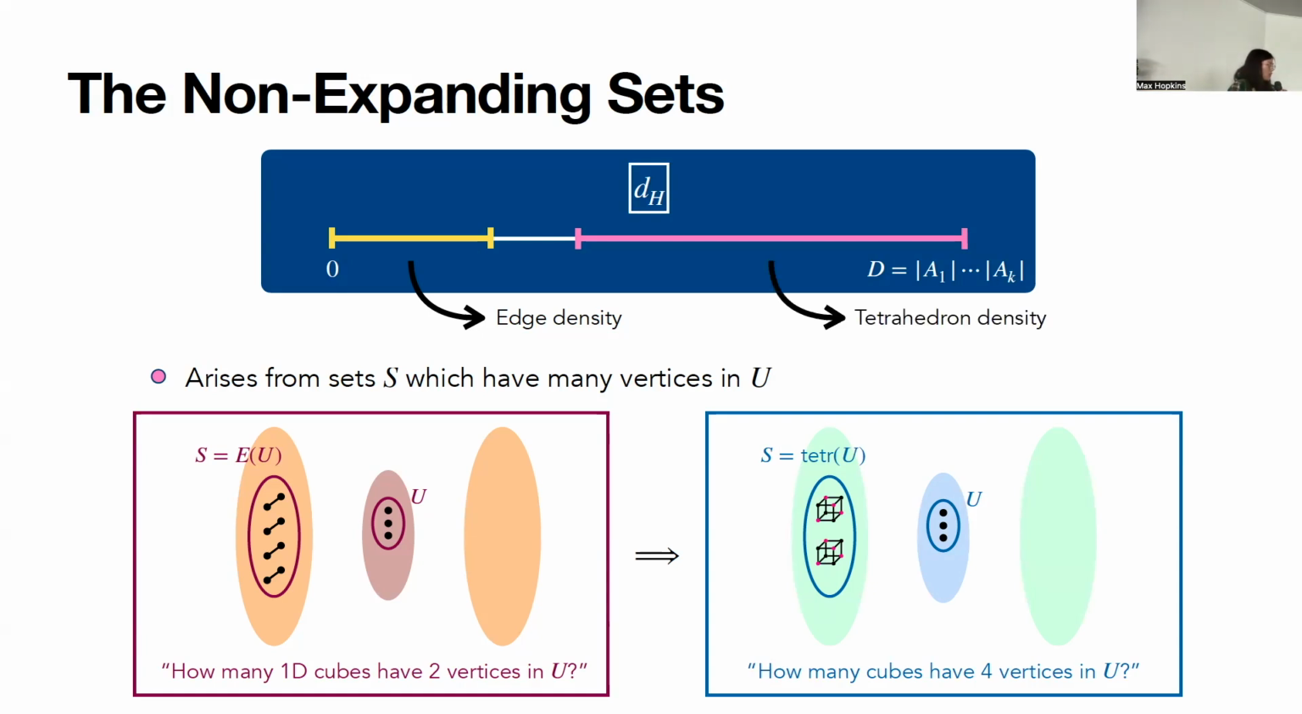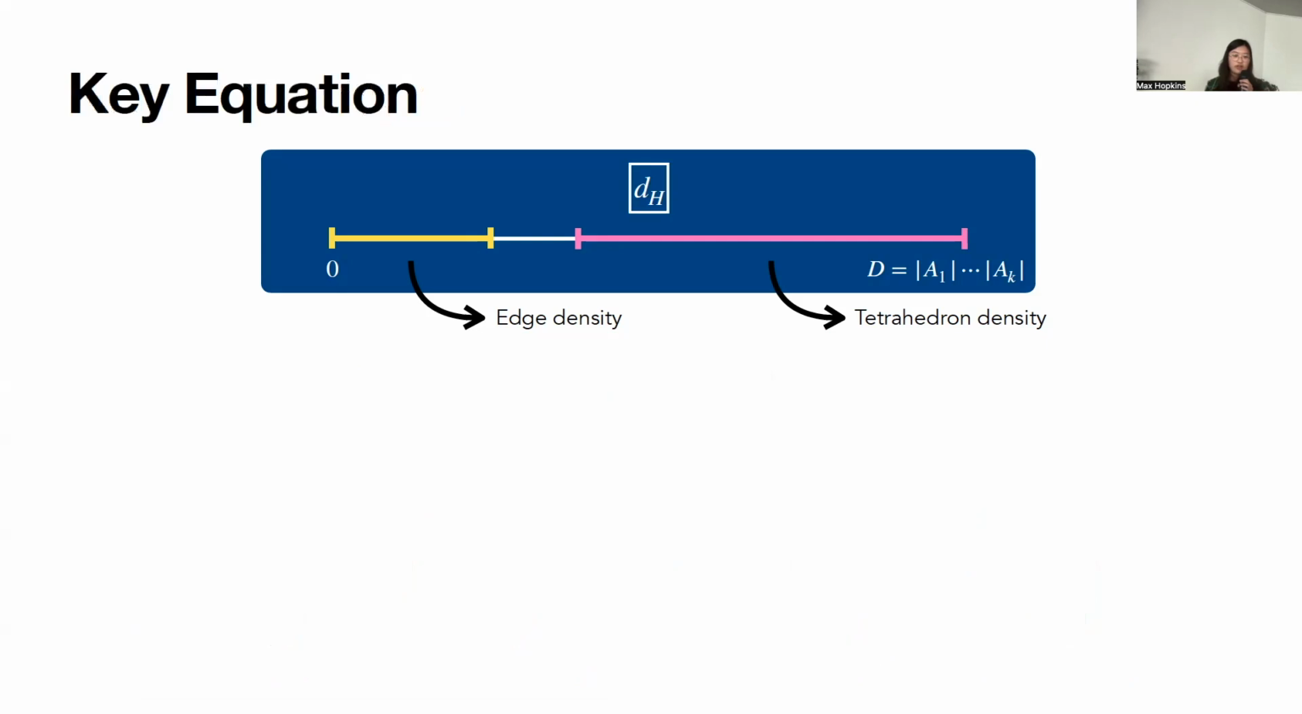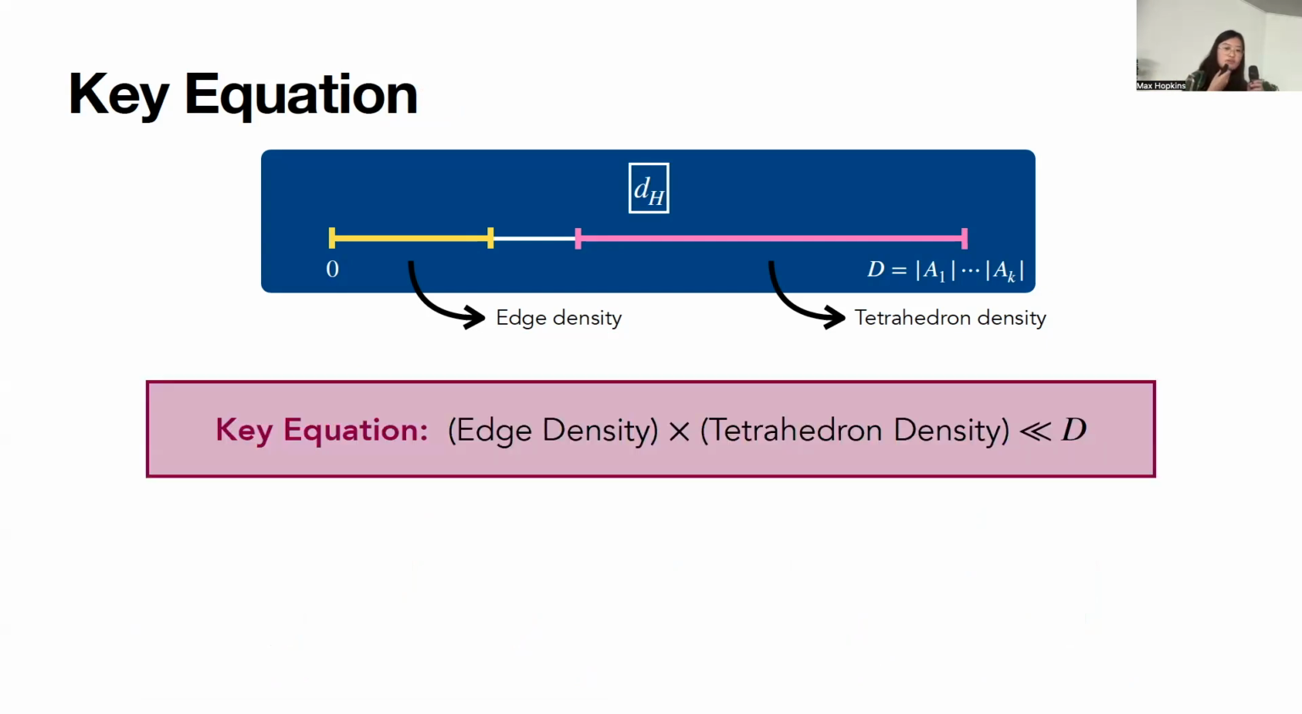So that's kind of the reason why we can argue tetrahedron density instead of edge density for a second attack. So the final equation we're going to have is we're going to want the size of these two attacks to be smaller than the total length of D, which is the product of the A1 to AK. So you want the product of the two to be much less than D.